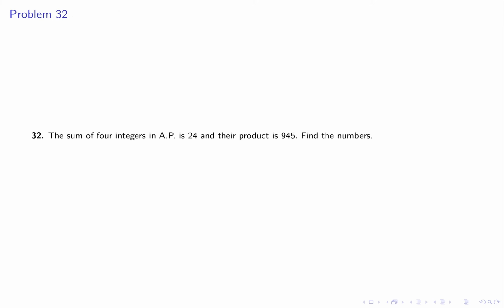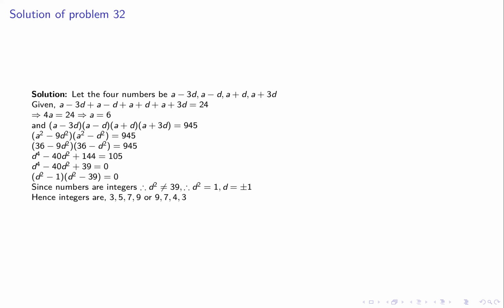The 32nd problem says that the sum of four integers in AP is 24 and the product is 945. Find the numbers. Following similarly, we choose numbers to be a minus 3d, a minus d, a plus d, a plus 3d. Their sum straightforwardly gives us 4a equal to 24, giving a's value as 6. Again, the product is 945. We write the formula for the product, which results in the value of d to be plus minus 1. So the numbers are 3, 5, 7, 9 or 9, 7, 5, 3, depending on the value of d.